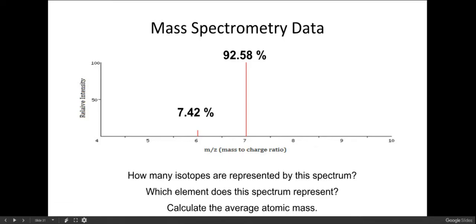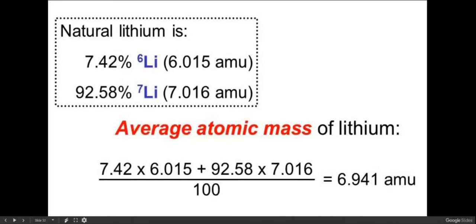Okay, so let's take a look. This is lithium because we have two peaks, and then our average is much closer to 7 than 6. And then you can see here down at the bottom of the page we've got our calculation where we take our percentage times the mass of the first isotope plus the percentage times the mass of the second isotope, divide that all by 100, and we get the average atomic mass here for lithium.